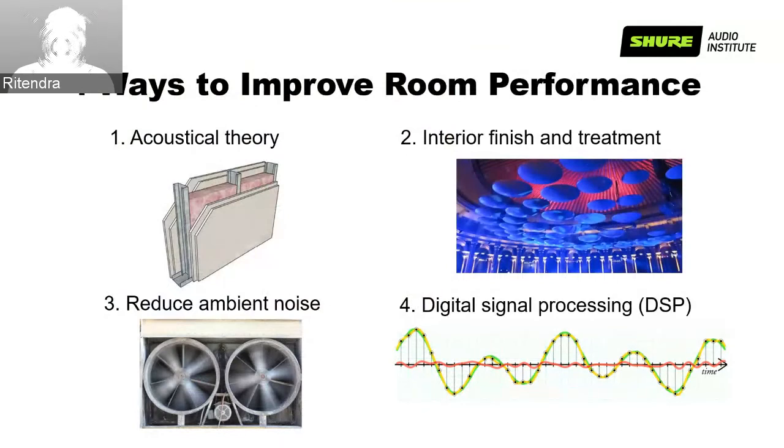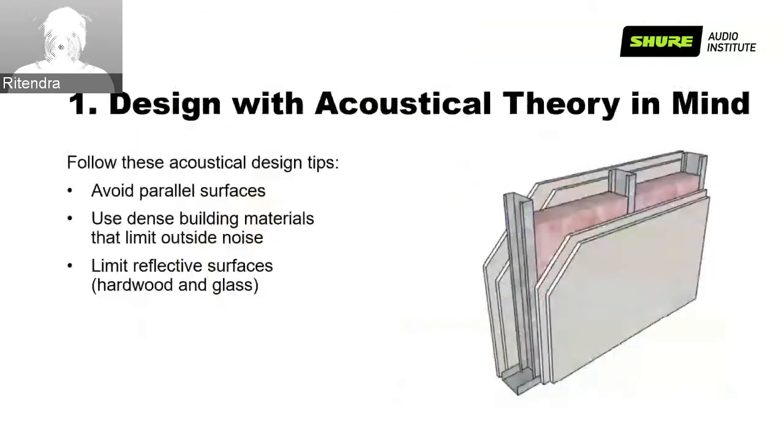By the way, if you take care of the first 3 parts of improving the room performance, you hardly need to work on the DSP side. Acoustical theory, interior finish, and reducing ambient noise will help a lot. So it's just a matter of routing the audio, and a little adjustment in digital signal processing will do the job. So let's talk about the first one, design with acoustical theory in mind.